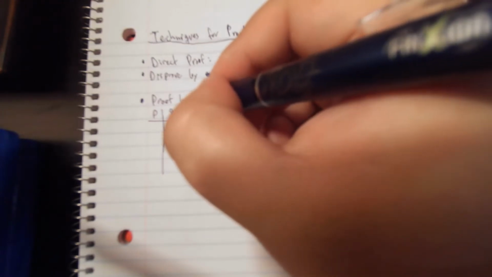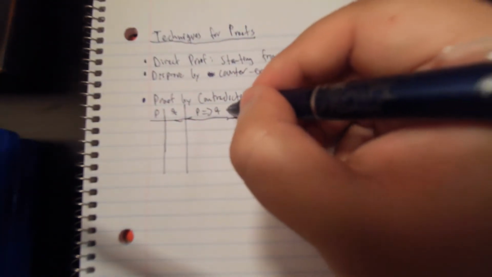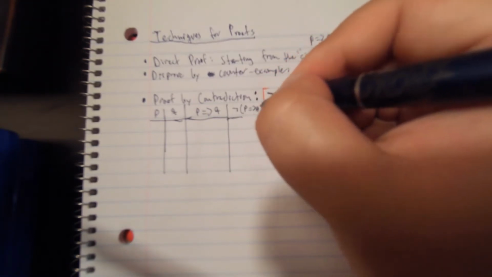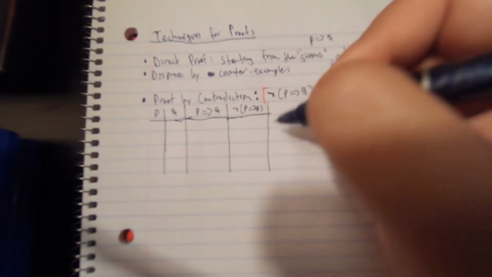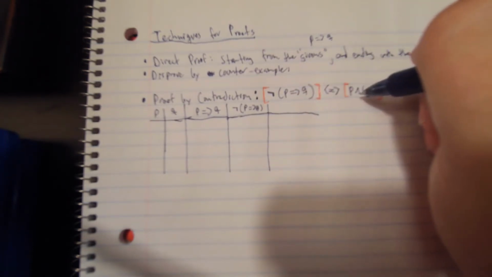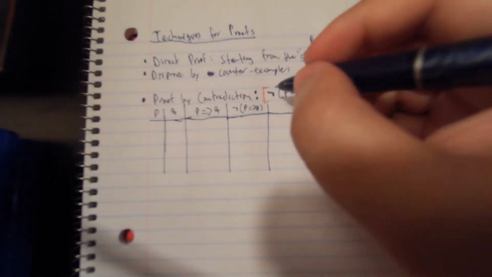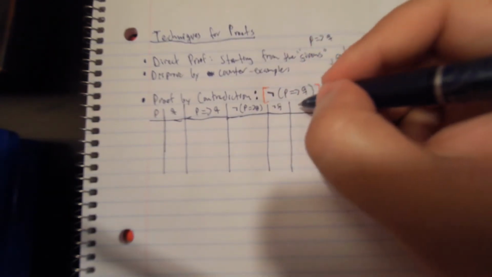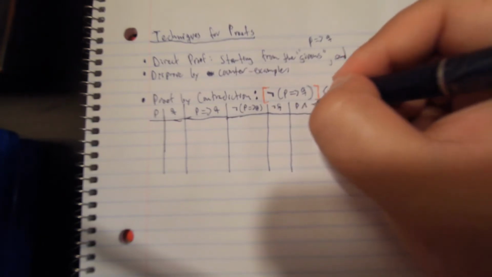If P then Q, right? So what are we gonna need? We need this statement, because once we know that statement, then we're gonna know the negation of if P then Q. And then we're trying to find P and not Q, so we need not Q, and then we're gonna look at P and not Q.